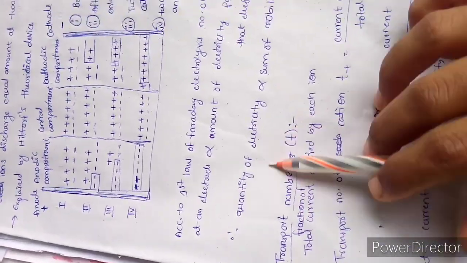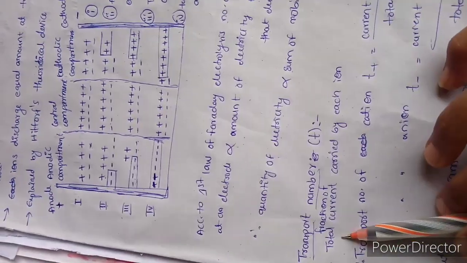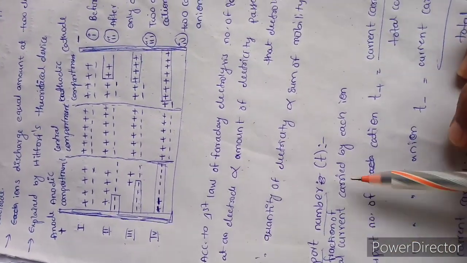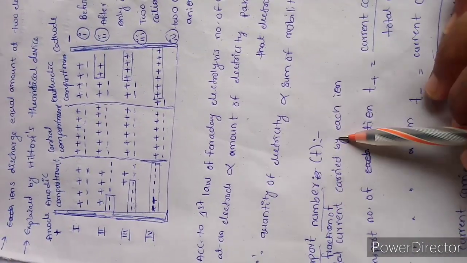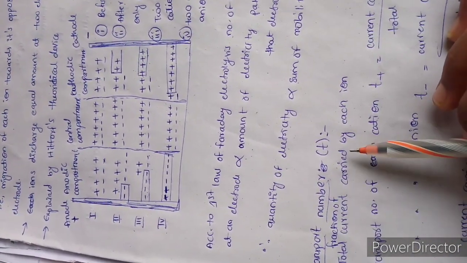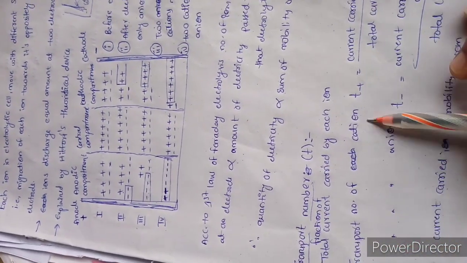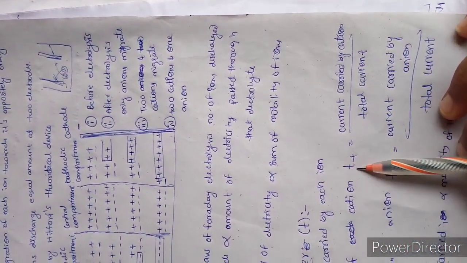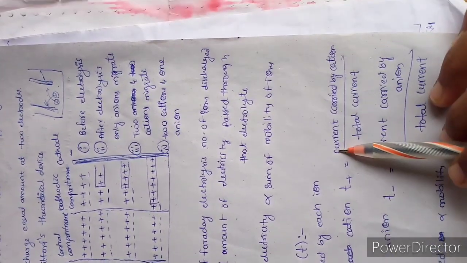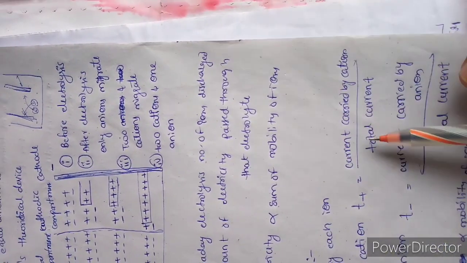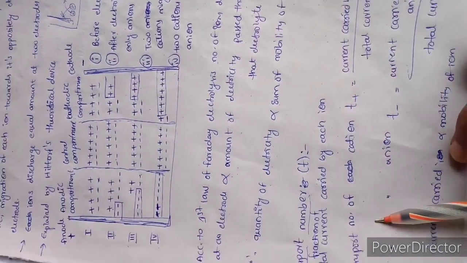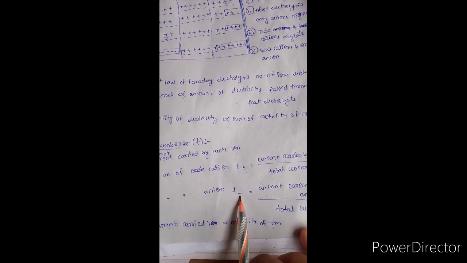Next, what is transport number? Transport number is nothing but the fraction of total current carried by each ion. The fraction of current carried by each ion is called its transport number. Therefore, the transport number of the cation, represented as t plus, is equal to the current carried by the cation divided by the total current. Same for anions: the transport number of the anion is equal to the current carried by the anion divided by the total current.